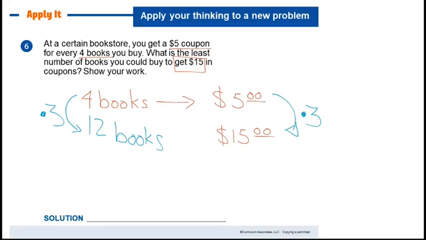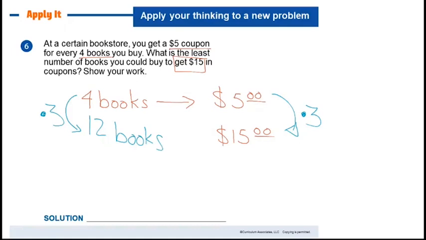So you don't need to set up an equation to solve a lot of these things. You just use thinking. This is why I thought almost everybody should be able to come up with the answer, because, oh, 15 is 3 times 5. So what is 4 times 3? That gives me the 12. So you need a minimum of 12 books.